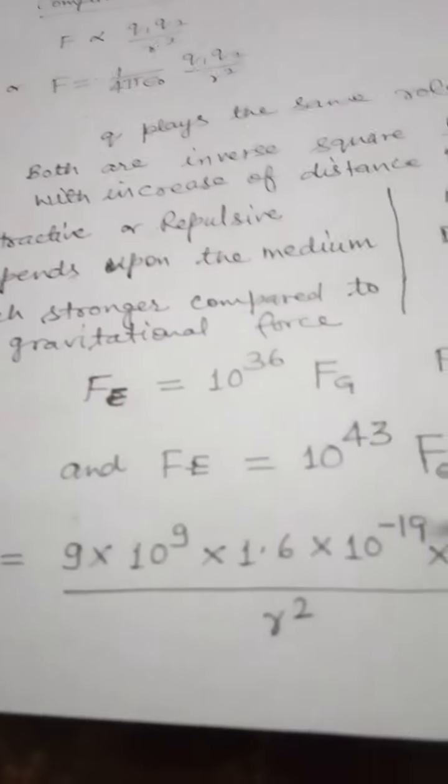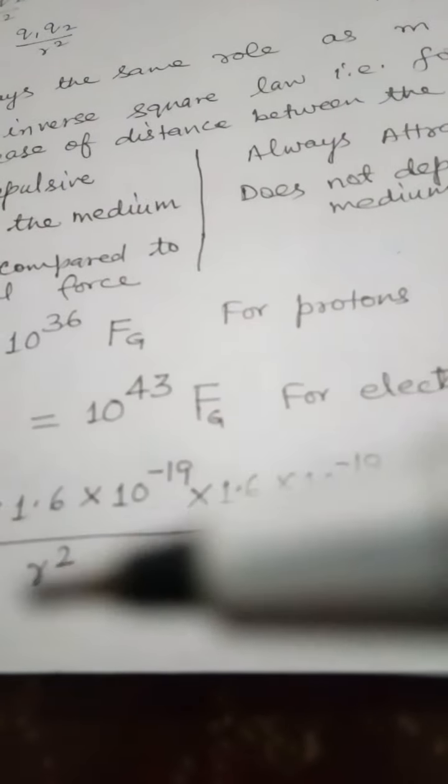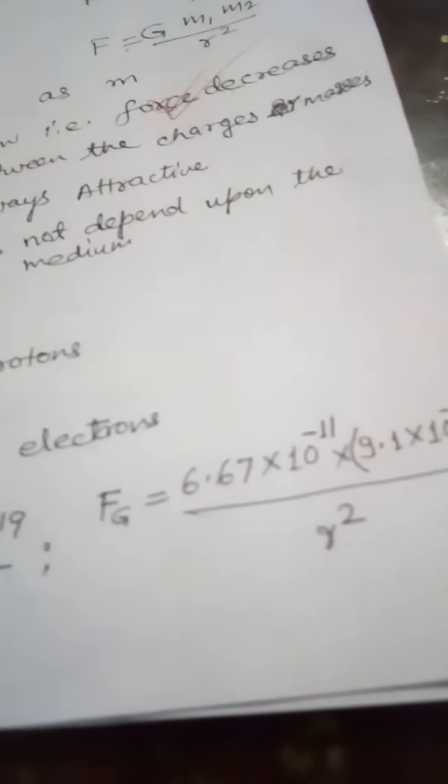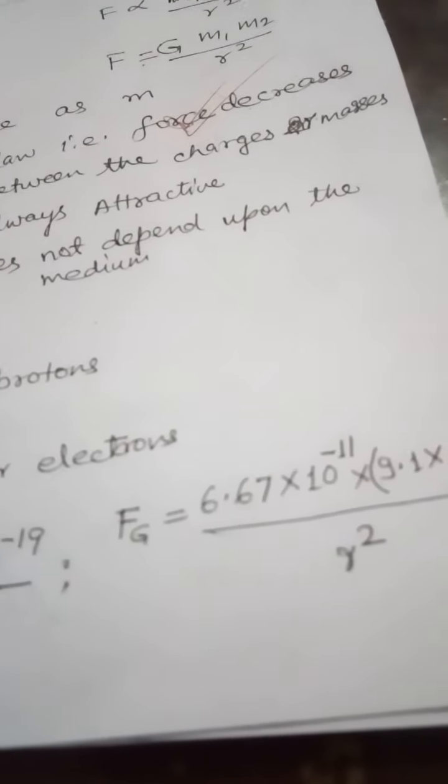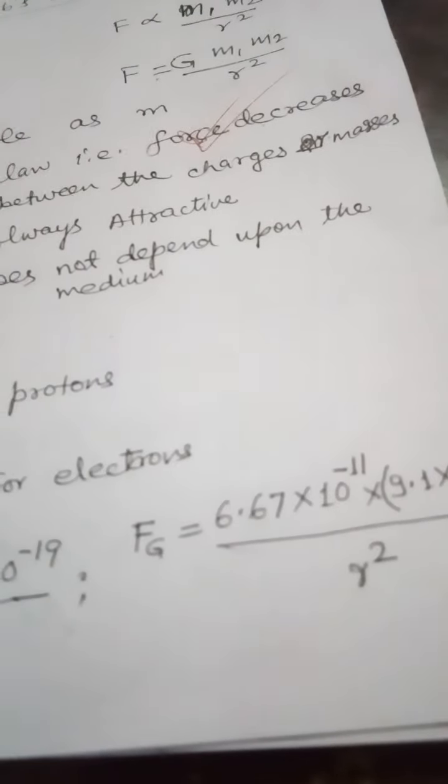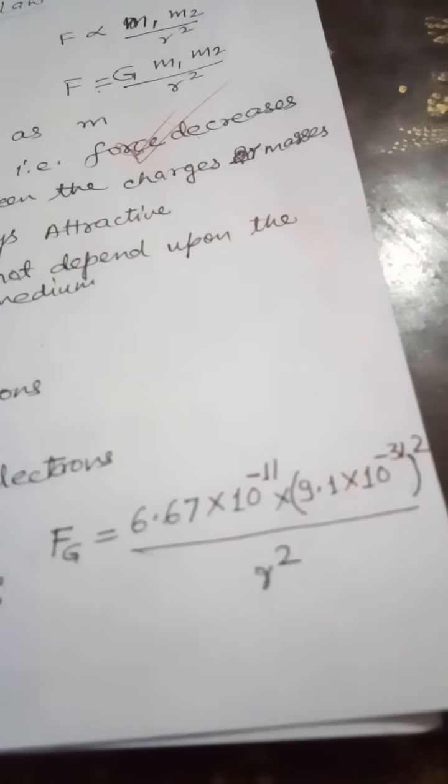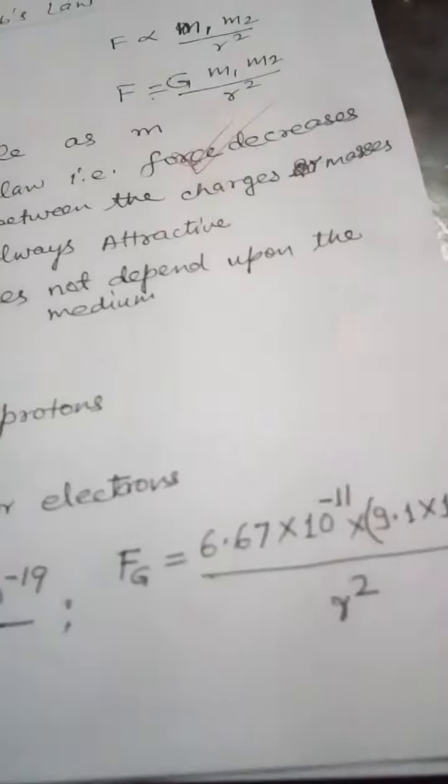So just numerically, if we calculate, it is kept like this. For electrons, for charges 1.6 into 10 to the power minus 19, two electrons are there, so both will be kept, and for their masses we will keep it like this: 6.67 into 10 to the power minus 11, which is the value of capital G, times 9.1 into 10 to the power minus 31 square upon r square. If both are kept at the same distance, then we can compare like this.